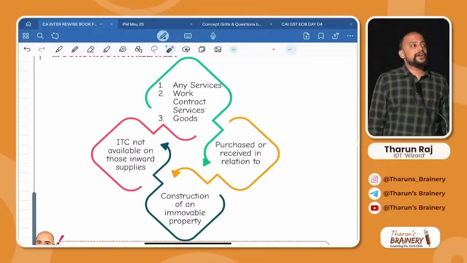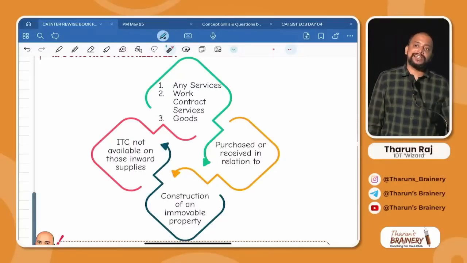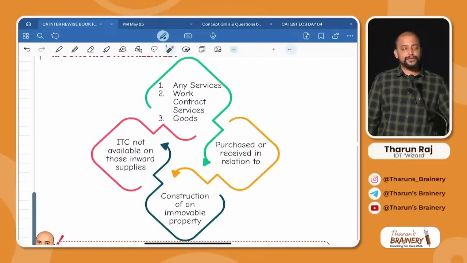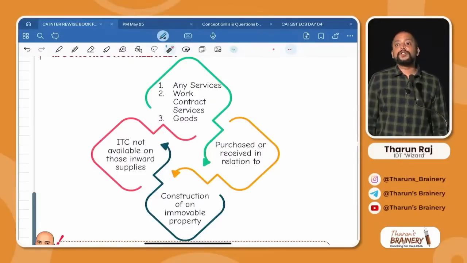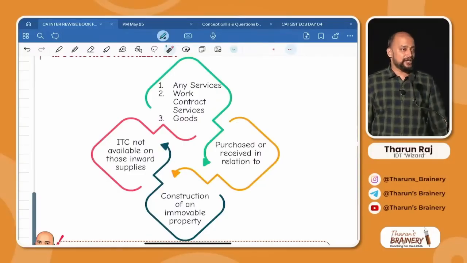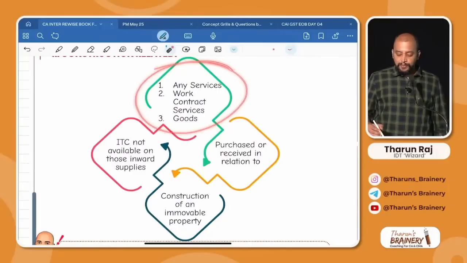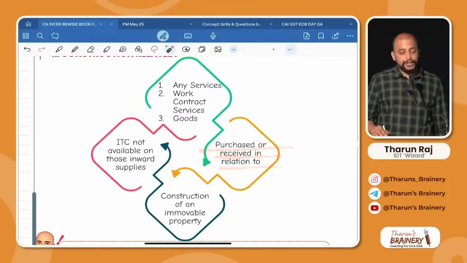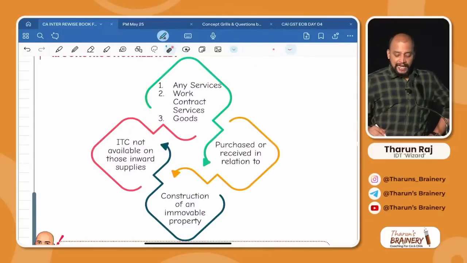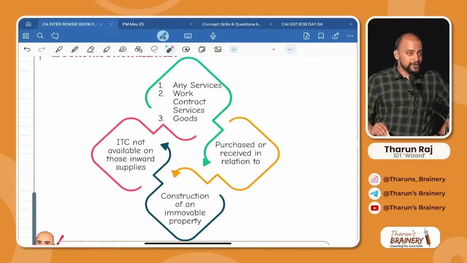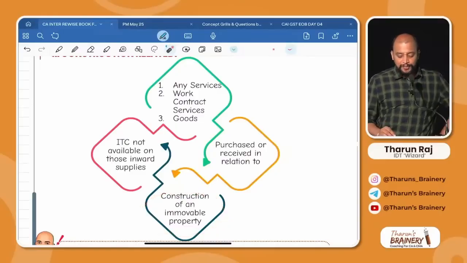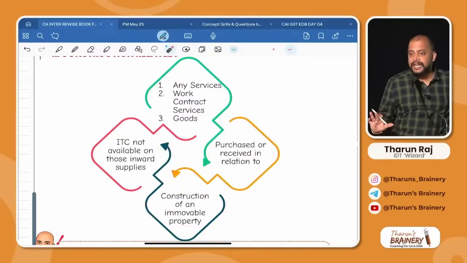Works contract. Works contract means what? They will purchase the material, they will do the labor, and they will do the complete work. That is works contract. Next, number 3, goods purchased. Goods purchased means cement purchased, bricks purchased, etc. All these 3 purchased or received in relation to construction of an immovable property. What are the 3 inward supplies? Any service, works contract service, or goods purchased or received in relation to construction of immovable property, ITC not available on these inward supplies.